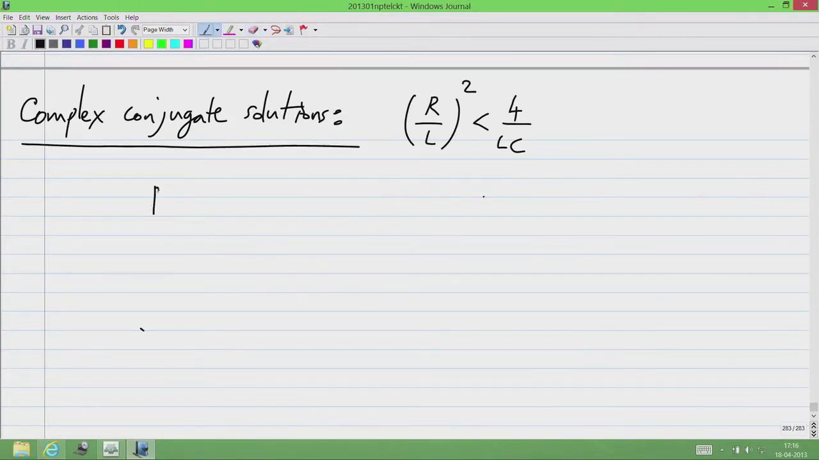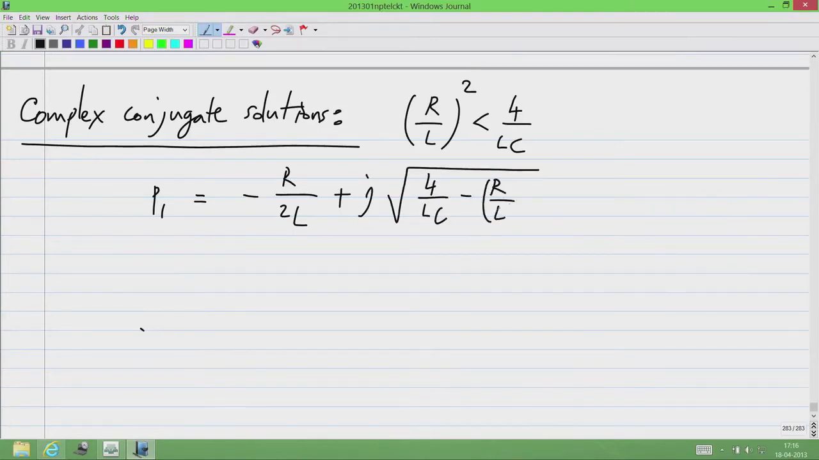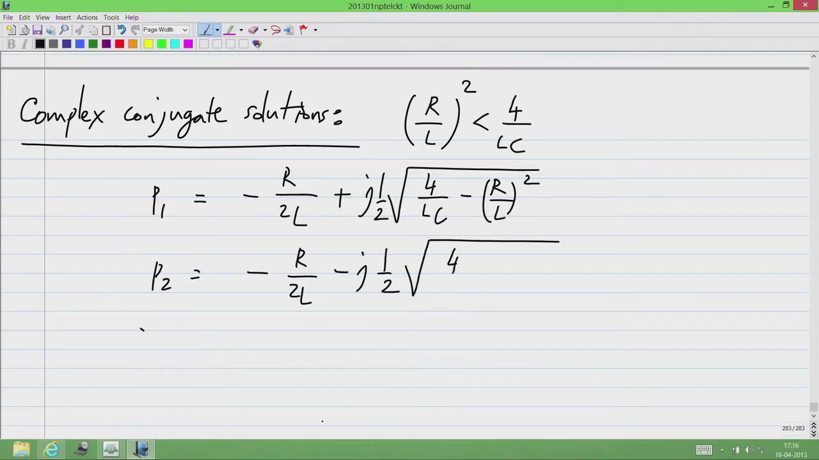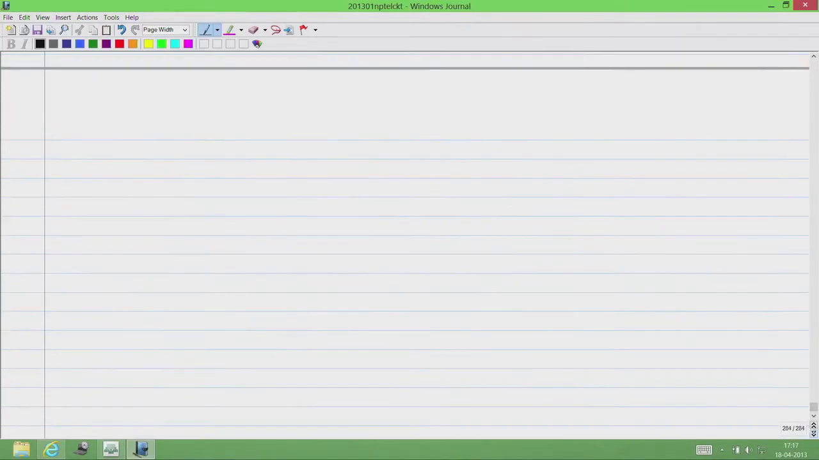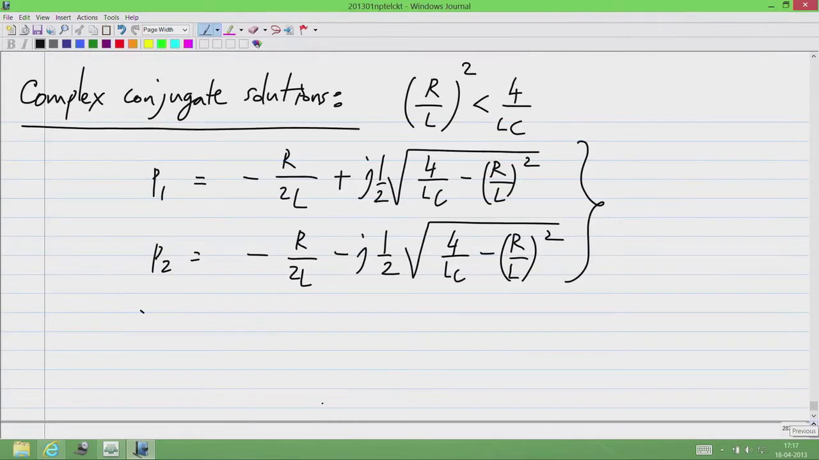okay, the two roots will be: p1 is going to be minus R/2L plus j times the square root of 4/LC minus (R/L)² times 1/2, and p2 will be minus R/2L minus j times the square root of 4/LC minus (R/L)². Okay. So, we will have two roots which are complex, and not only are they complex, you see that they have the same real parts, minus R/2L, and imaginary parts with opposite signs, plus half times this, minus half times that.